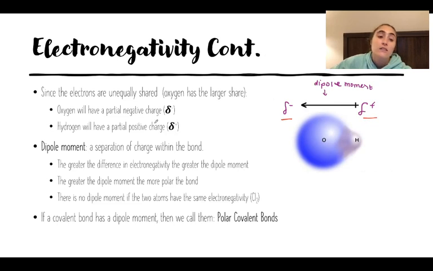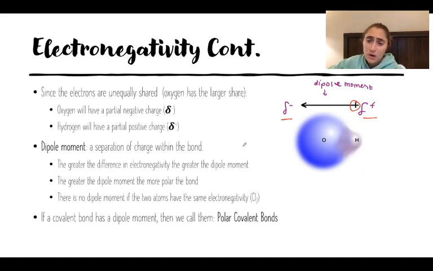This is creating what we call a dipole moment. This is a separation of charge. And the way we would draw this dipole moment is the arrow pointing toward the more negative side. I like to think of it like this because the plus side, this little plus, is going to be backed up to whatever the more positive side is. Now, the greater the difference in electronegativity between these two atoms, the greater the dipole moment is. And the greater the dipole moment is, the more polar the bond is.